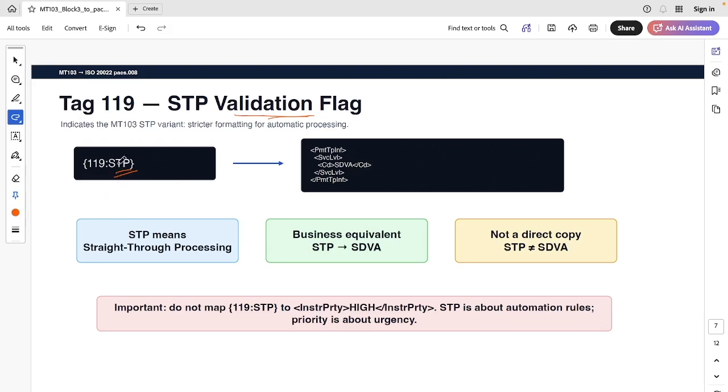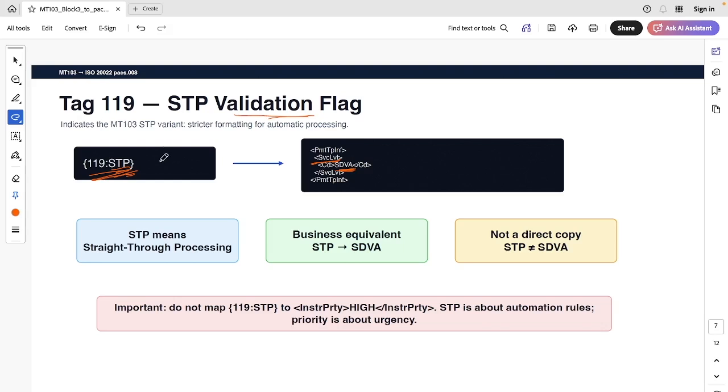This allows the receiving institution system to interpret the payment more consistently. An important mapping correction should be understood here. So we should not say field 119 having the STP value directly maps to the service level in the ISO 20022 format. The two values here, STP and SDVA, do not mean the same thing. STP indicates the validated MT103 STP message variant, and SDVA basically means same day value and is an ISO 20022 service level code.